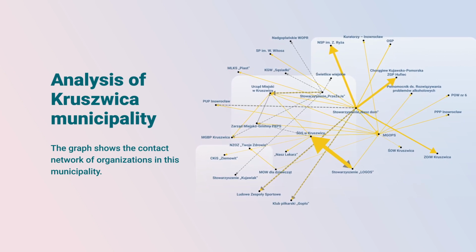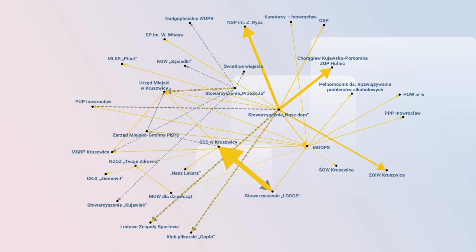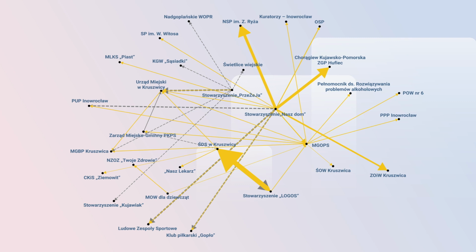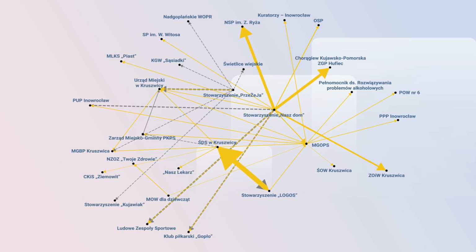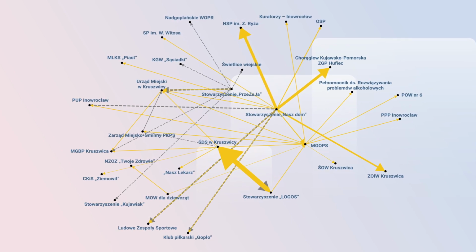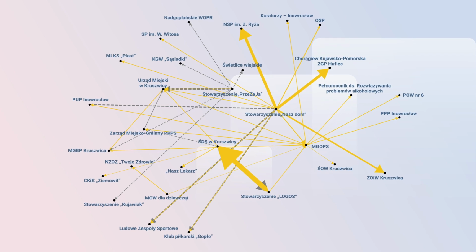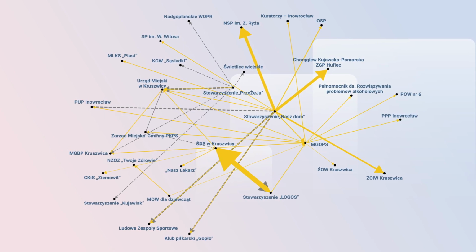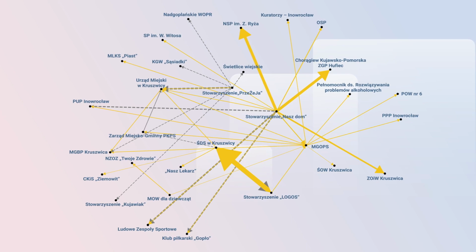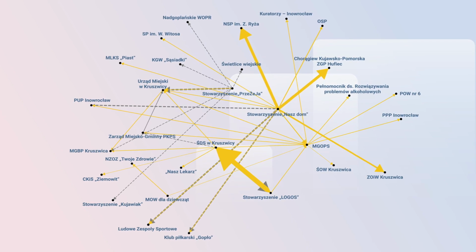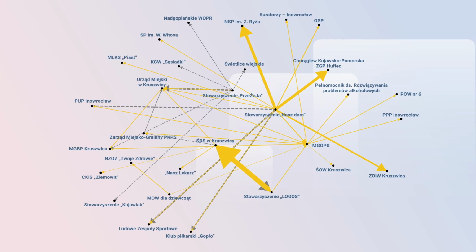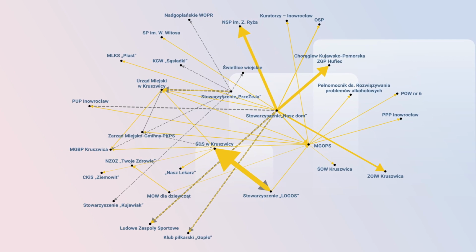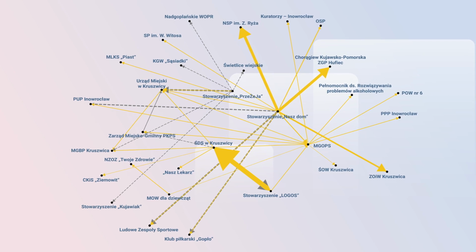Presented is an analysis of one such municipality, Kooperacja. The graph shows the contact network of organizations, referred to as actors, in this municipality. The arrows indicate the direction of contact. The thicker the line, the greater the frequency of contact. The type of contact is marked with colors, where yellow represents formal contact and gray dashed lines refer to informal contact.